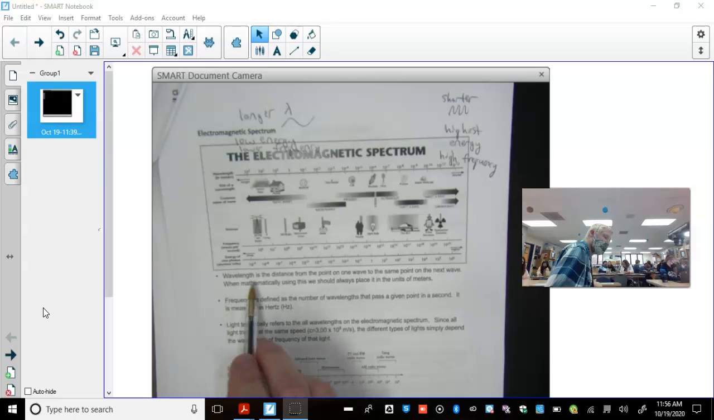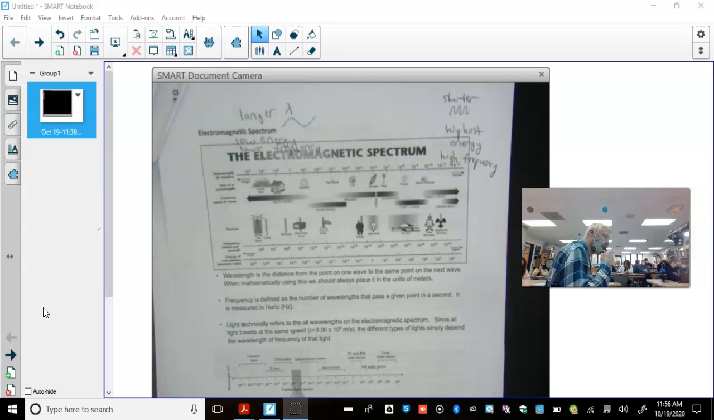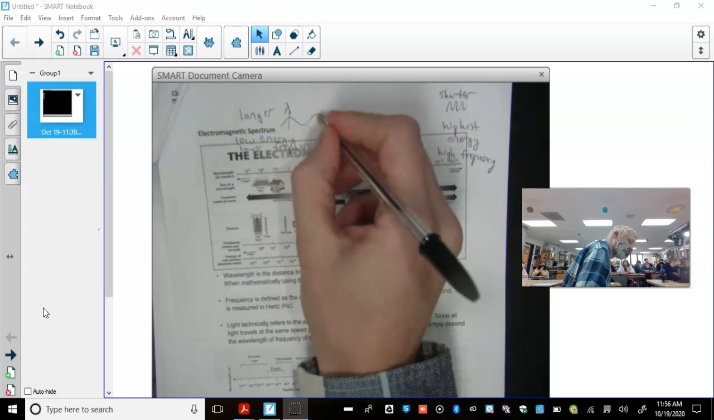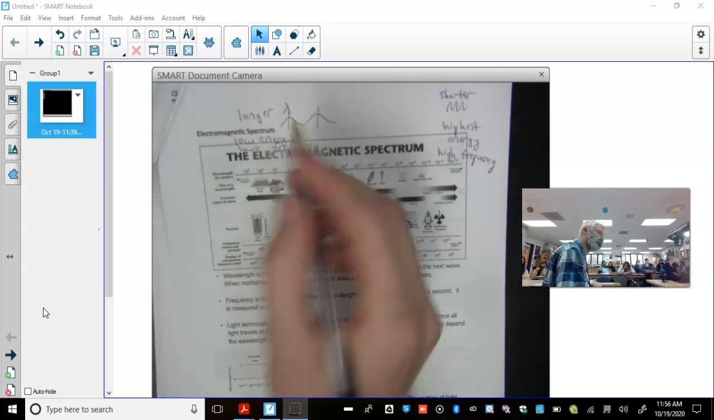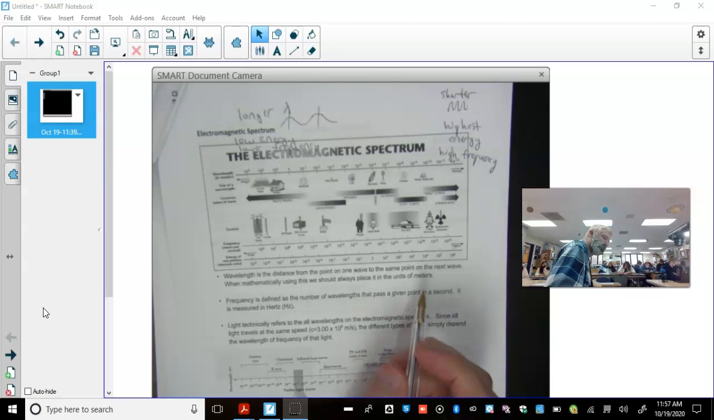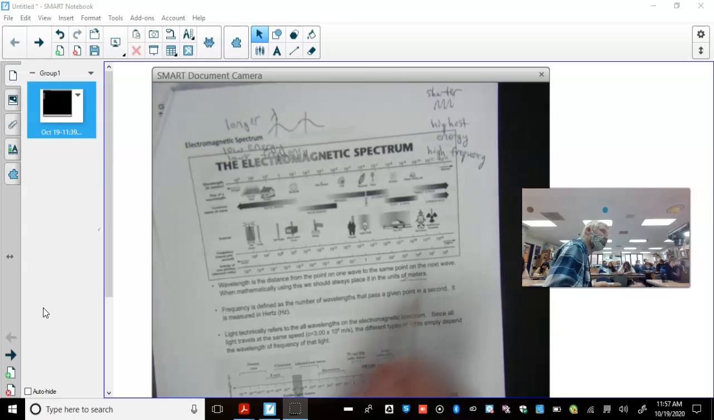All right, wavelength is the distance from a point on one wave to the same point on the next wave. So that would be crest to crest or trough to trough. That's a wavelength right there. And typically it's in meters.